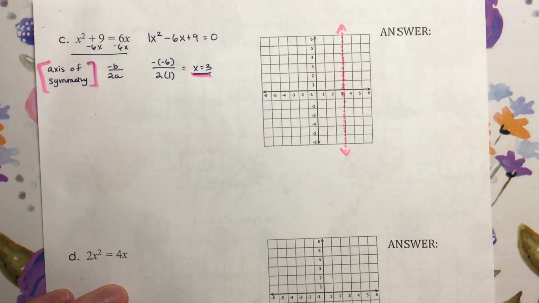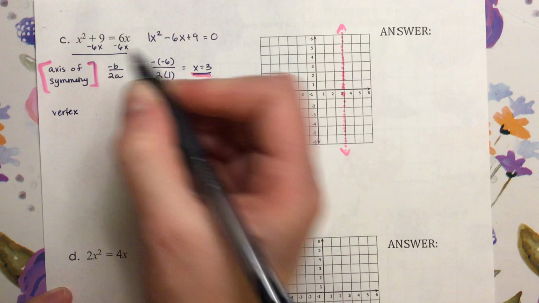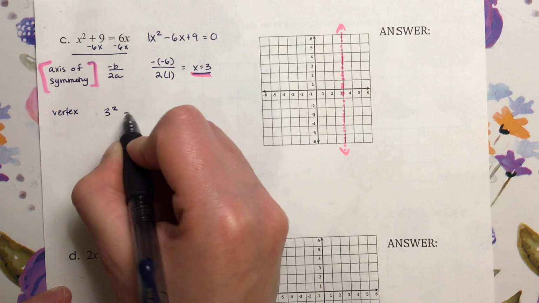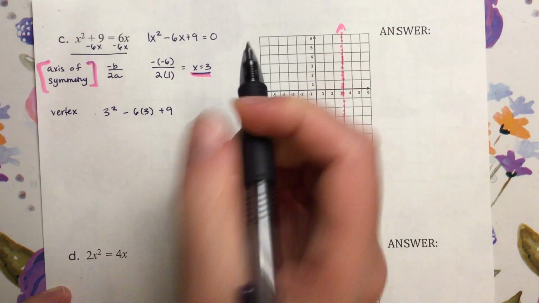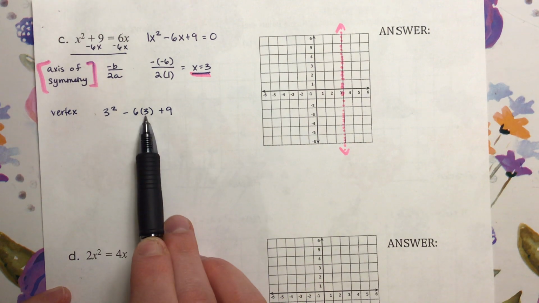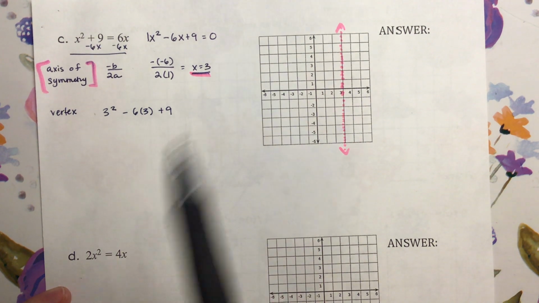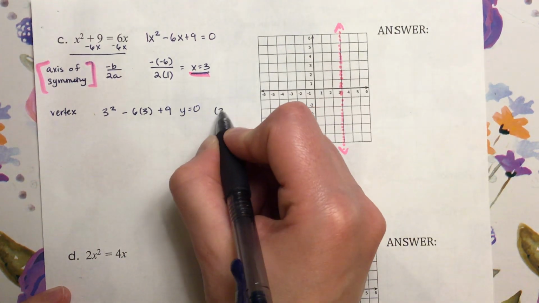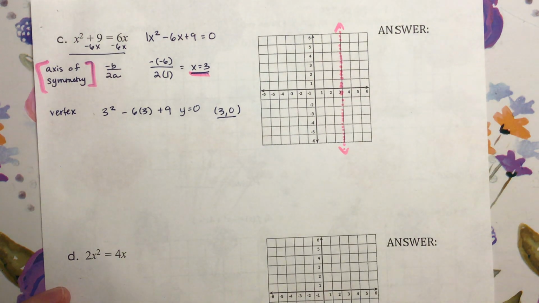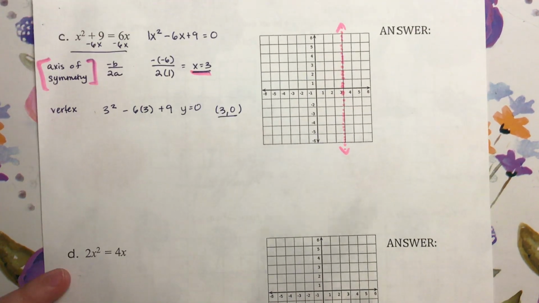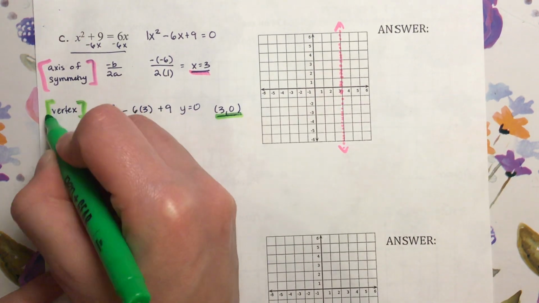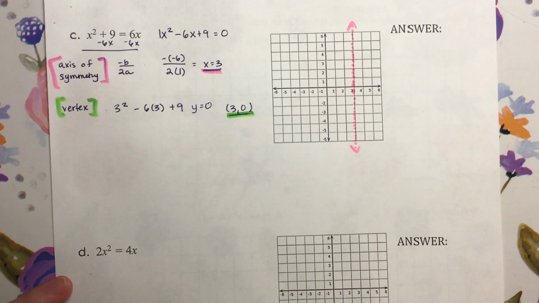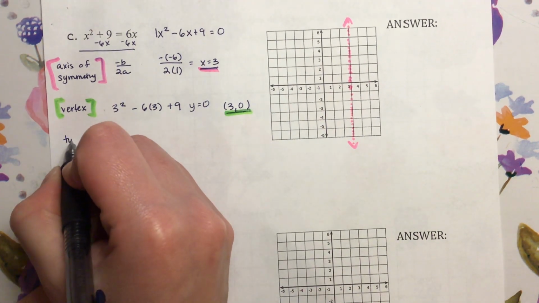Okay, now it's time to find our vertex. To find the vertex, we want to take that x equals 3 and stick it right back into that original equation. So that's 3 squared minus 6 times 3 plus 9. So this is 9 minus 18 plus 9, or 0. So the actual coordinate between the two of these would be 3, 0. There is our vertex. But we don't have quite enough information to actually graph the whole parabola, so let's go ahead and find 2 more points that would be on it.